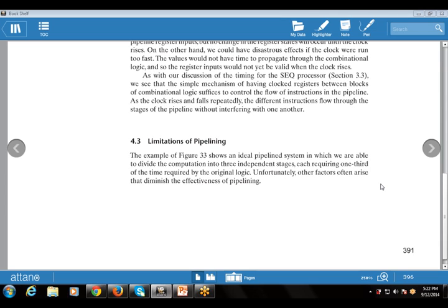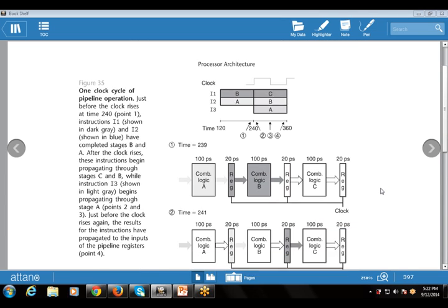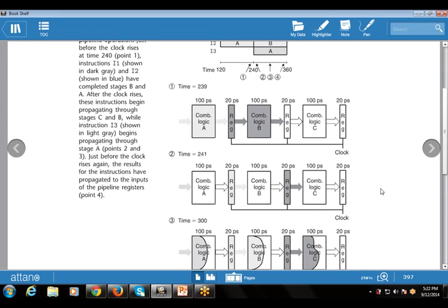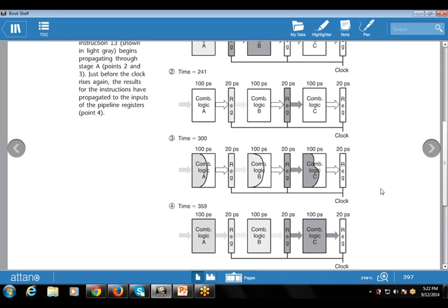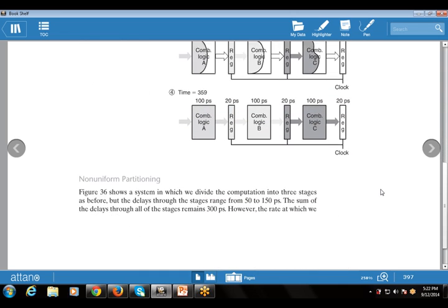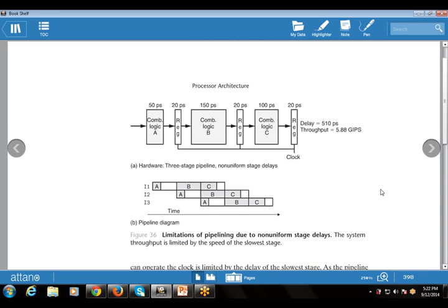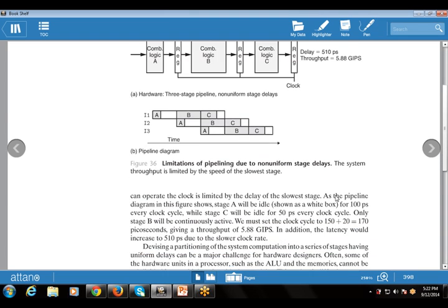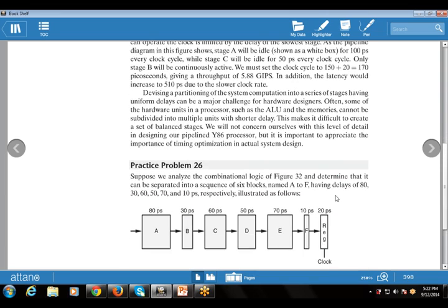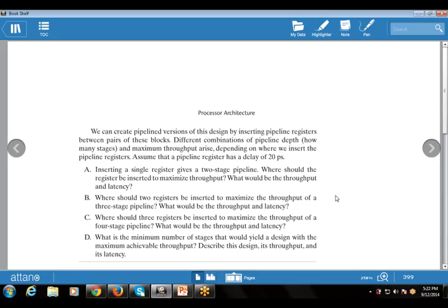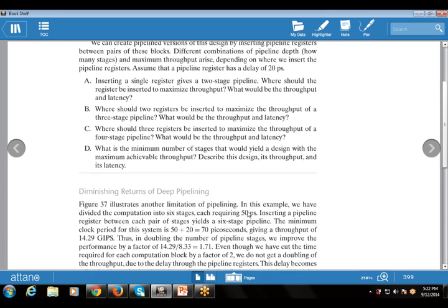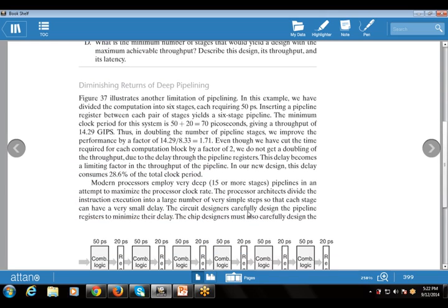Unfortunately, other factors often arise that diminish the pipelining. The three limitations are, as I told you, new hardware is used, and another one is the pipelining hazard that disturbs the elements. This is the limitation of pipelining due to non-uniform stage delay, so there is a delay in the stage uniformity. Next, diminishing returns of deep pipelining. That is another example.